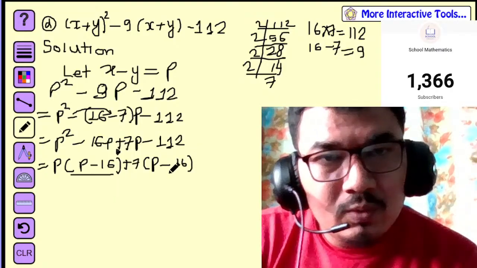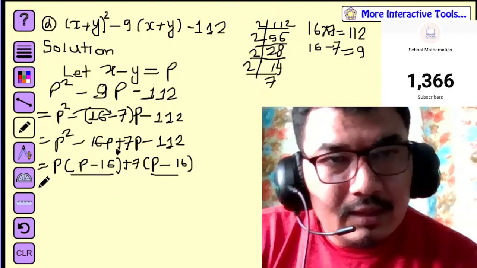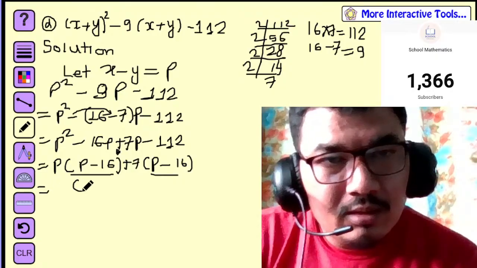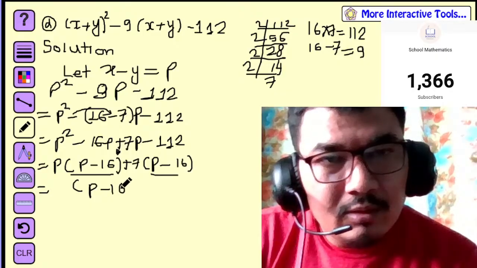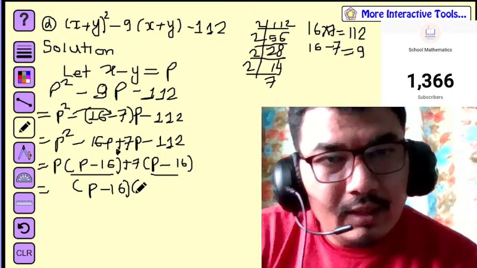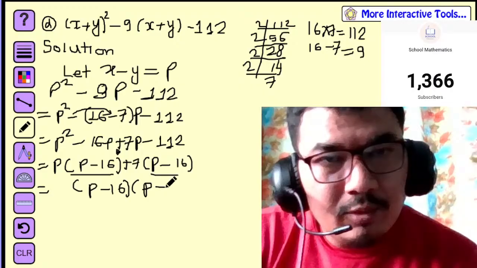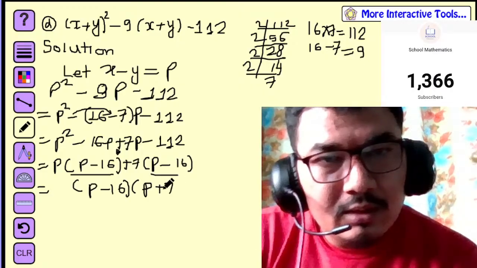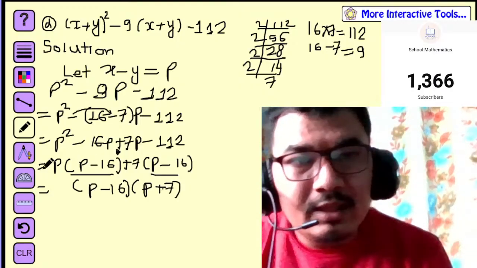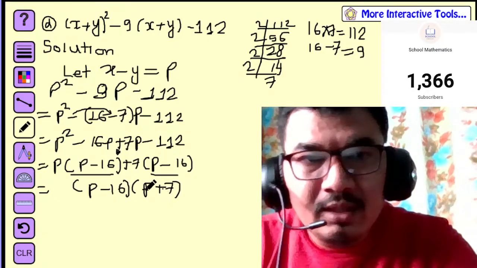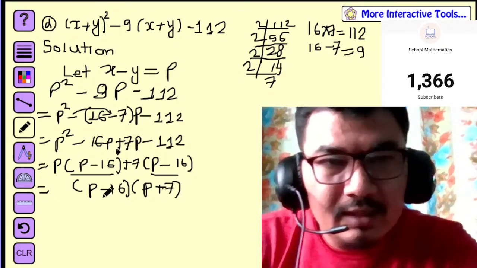Now look, these two factors are the same, so we have to take them common. This p minus 16 is taken common, then what is remaining? Here remaining is p plus 7. The remaining factor also put in a bracket.